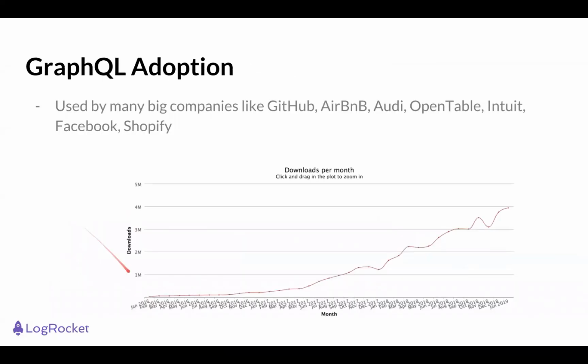Over the past 2 years, so this graph, you can see starting in 2017 and 2018, we're in the beginning of what we think will be a hockey stick growth for GraphQL. It's seeing massive adoption. A lot of big companies are jumping in and using GraphQL.